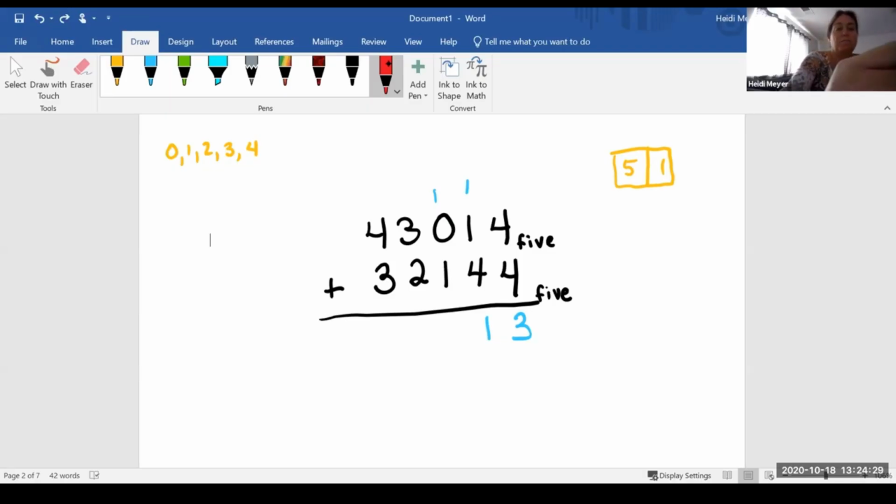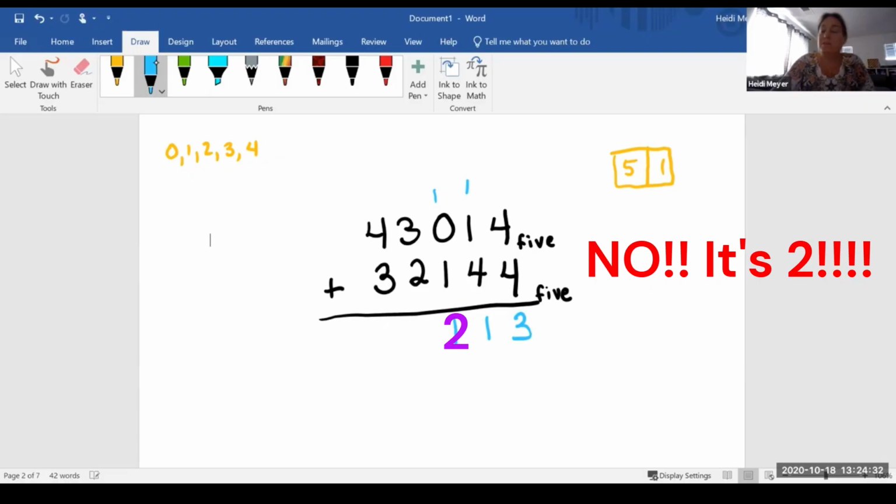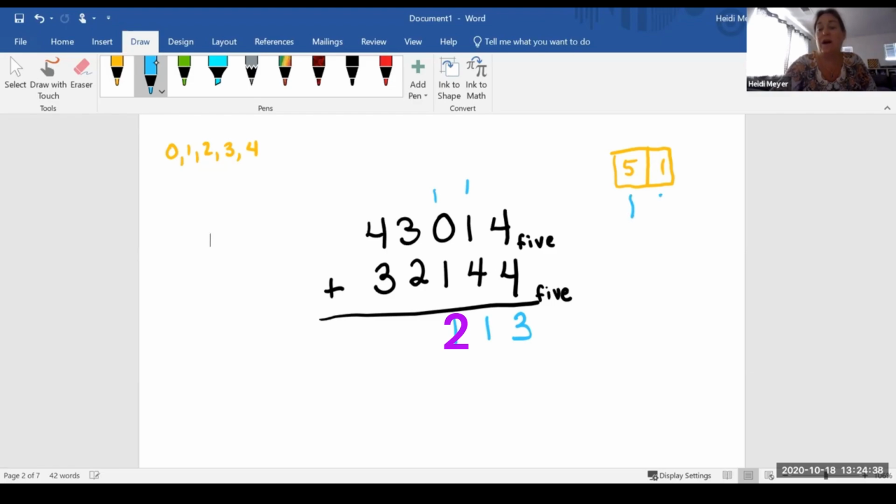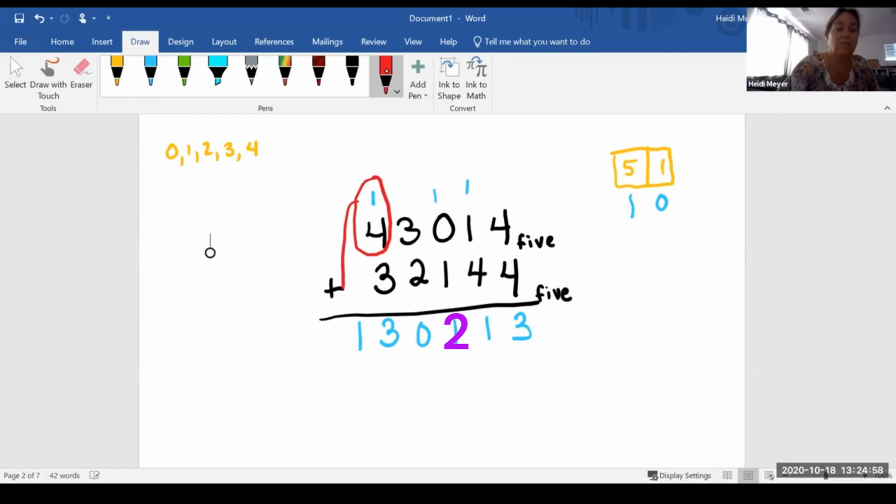1 plus 0 plus 1 is 1. 3 plus 2 is 5. But in base 5, 5 looks like a 10, right? It's a group of 5 with nothing left. So this is a 0. We carry the 1. And 1 plus 4 plus 3 is 8, which is a group of 5 plus 3 more. So that gives us 1, 3. Here as well, we could have been a little more advanced and said, there's a group of 5. I'm going to carry that over, and that just allows the 3 to drop down to the bottom. So the final answer is 130113.